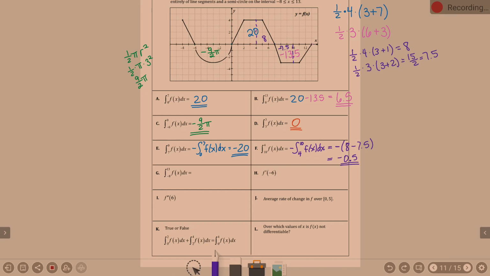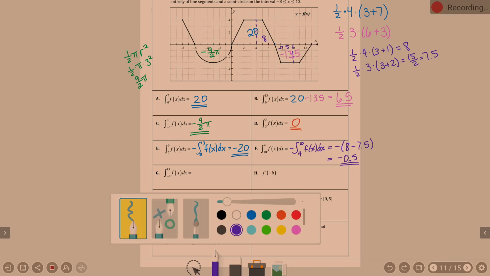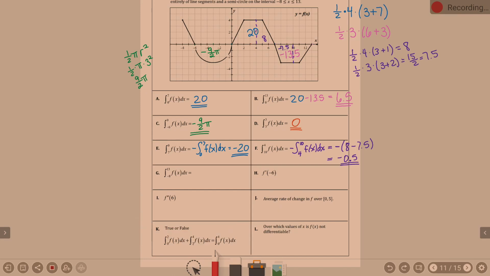G, the integral from negative 8 to 13. The whole thing? Yeah. Okay. You're going to be looking at the whole thing here. Now, what's the piece we don't know right now? Negative 8 to negative 4 is a triangle. 1/2 times 2, yep, height of 4, so half of 8 or 4.